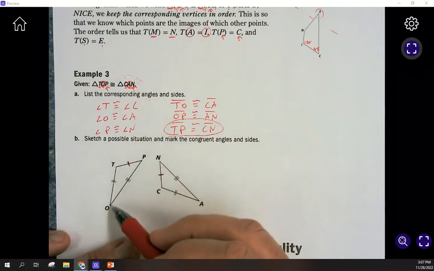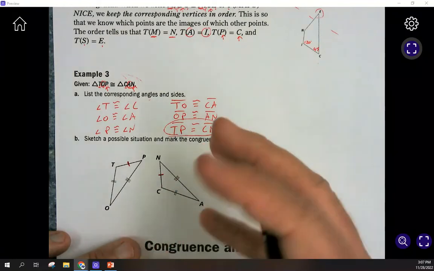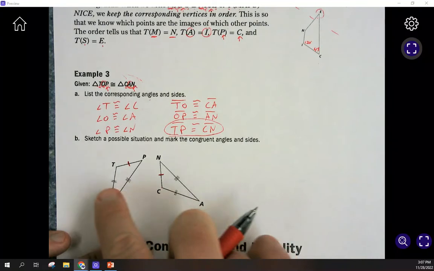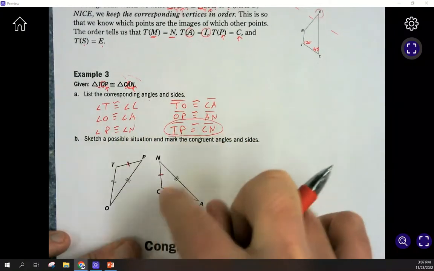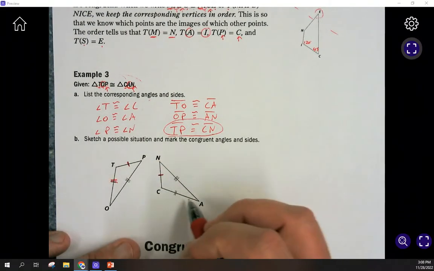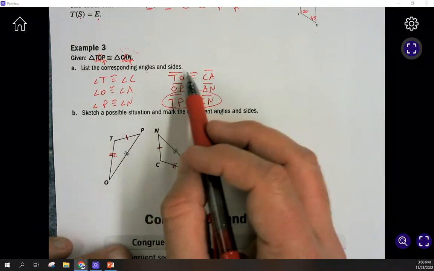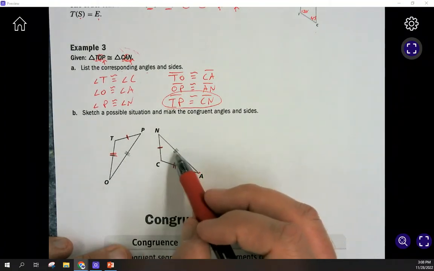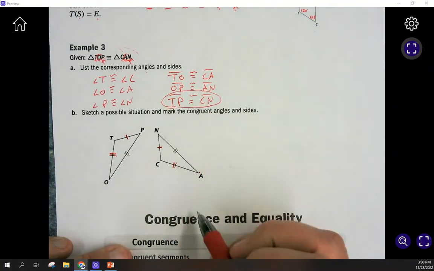If I had drawn the picture TOP, and I didn't draw this one exactly sitting the same way, you can tell this has got to be flipped a little bit, or just spun actually, more of like a rotation. This side's going to match this one. Go like that. TOP should match CAN. And so this side, because it has 2 markings, matches this side that has 2 markings. TO is congruent to CA. And then the one with 3 markings, they match each other as well. So I have OP and AN.